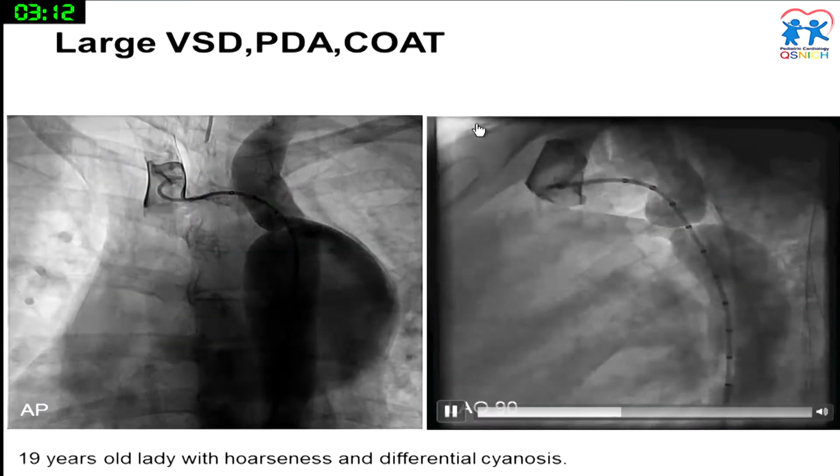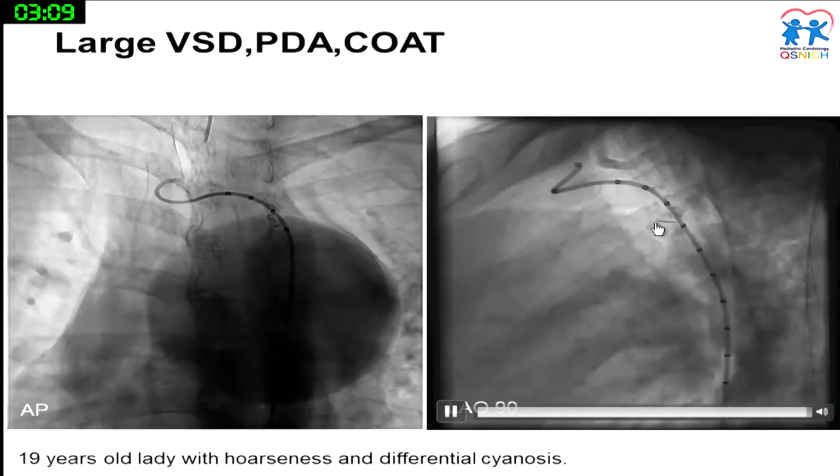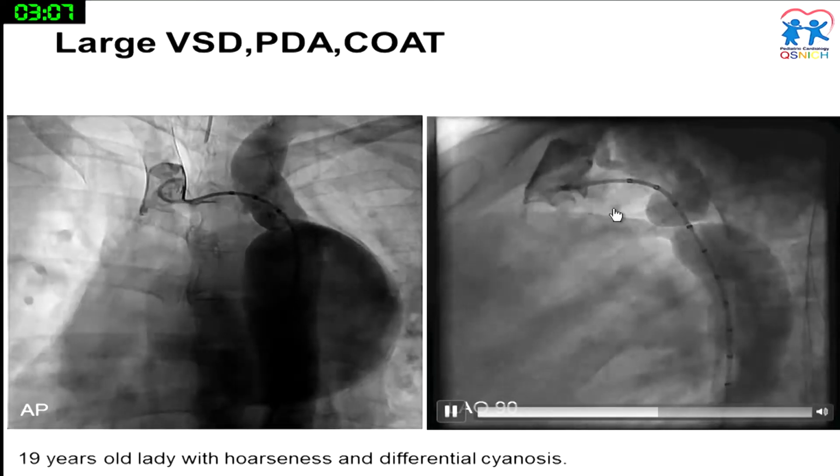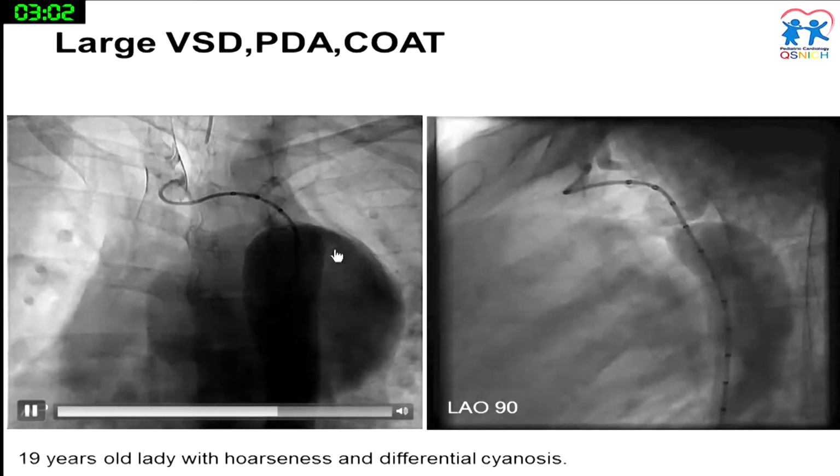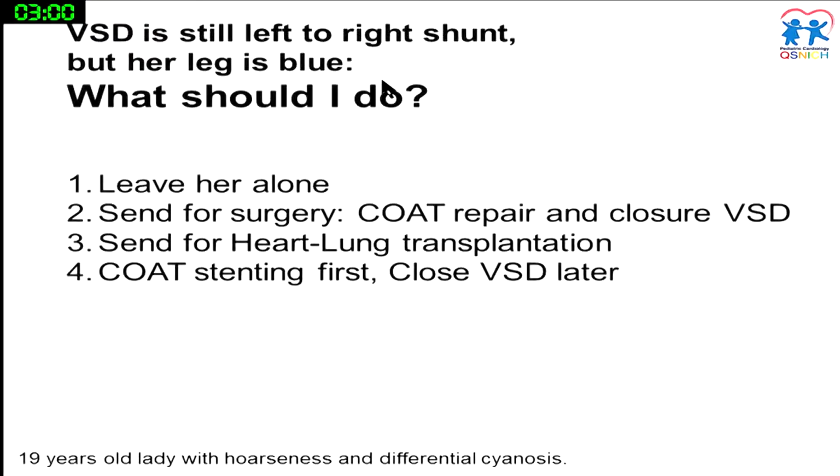Once we put this patient into the cath lab, as you can see, not a big ductus, but it's bidirectional flow and quite significant coarctation here. And here is a very huge pulmonary artery, main pulmonary arteries. So again, it's not written in the textbook what to do with this kind of patient. You need to think whether we should leave her alone, or send for surgery, coarctation repair plus closure of VSD, or do heart-lung transplantation, which is not easy because how can you tackle the coarctation? Or we try stepwise therapy: we stent the coarctation first, and then we close the VSD later.